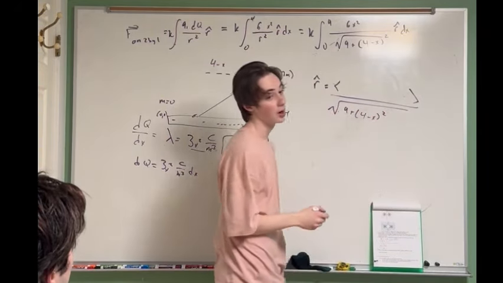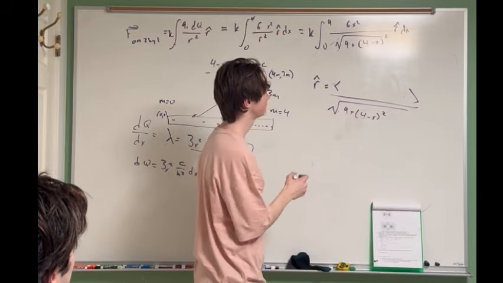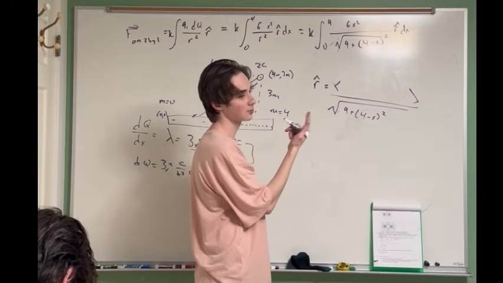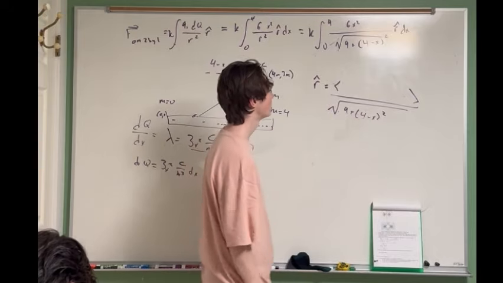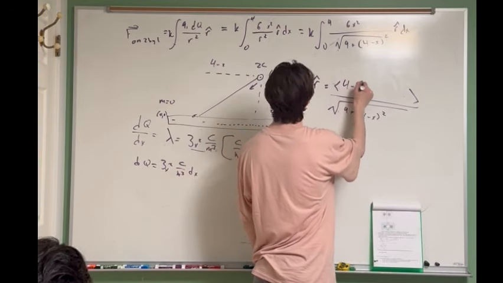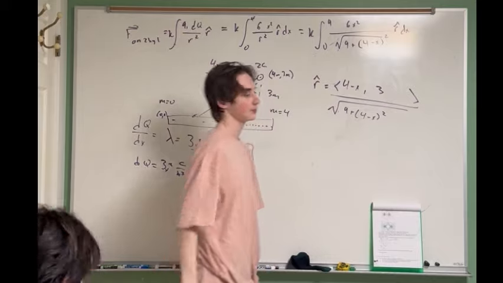Does anyone see now why we didn't square out the square root? It's cubed. It's the square root cubed, just like we had. That's (4 minus x, 3). Good job.